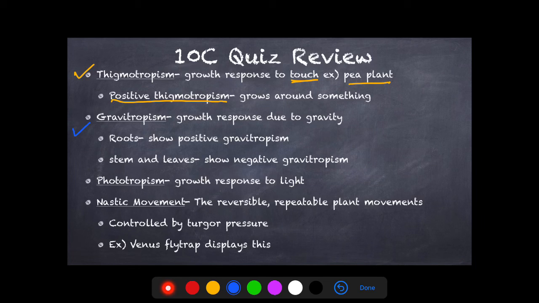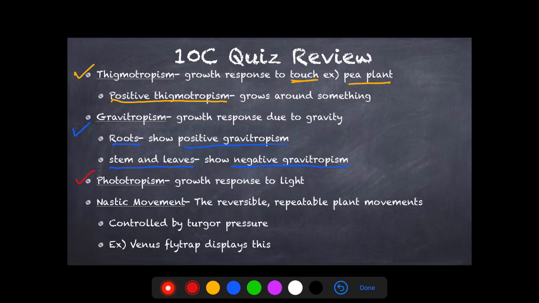Then we talked about gravitropism, which is a plant responding to gravity, and therefore grows that way. So remember, roots, they go down in the direction of gravity, so they show positive gravitropism. And then stems and leaves, they go in the opposite direction of gravity, therefore they show negative gravitropism.